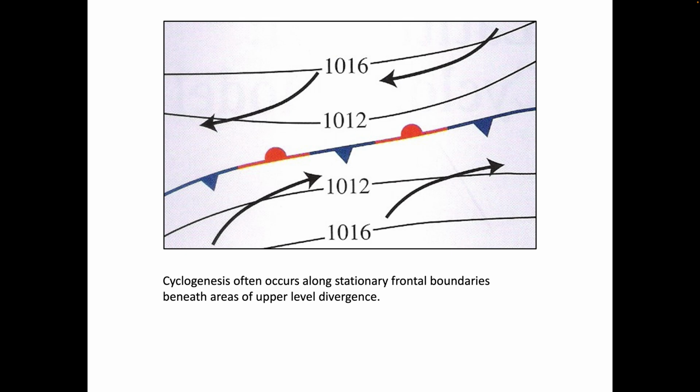So what we tend to see when we get the formation of low pressure systems at the surface is that cyclogenesis, or the formation of a cyclone or low, typically occurs along this kind of a stationary frontal boundary. And it also occurs beneath a region of upper level divergence. We already talked about where we might find this upper level divergence in chapter 12. It could be beneath a jet streak, beneath the right entrance or left exit region of a jet streak.